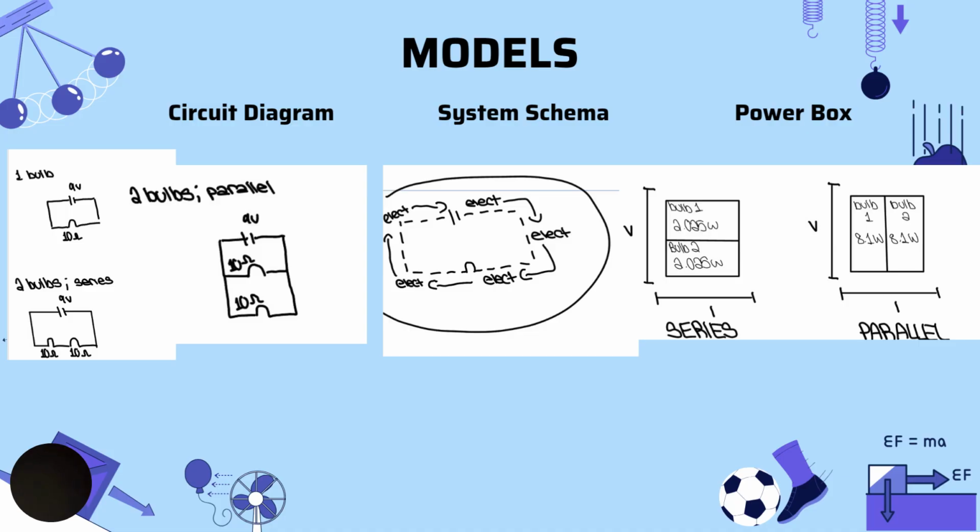So here are my models. I have the circuit diagram for the two series circuits and the one in parallel. I have a system schema here, just an example of the one in series, where the electric energy goes through the whole circuit. And then I have the power box for series and parallel, and between each bulb they're both even power.